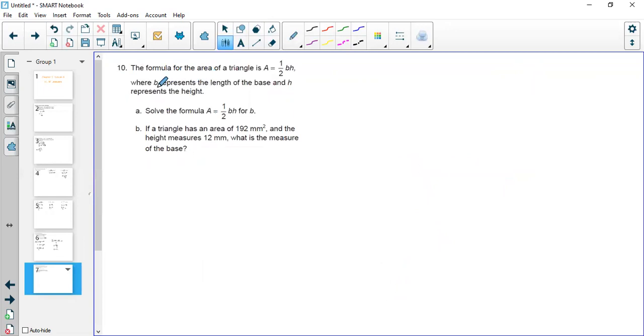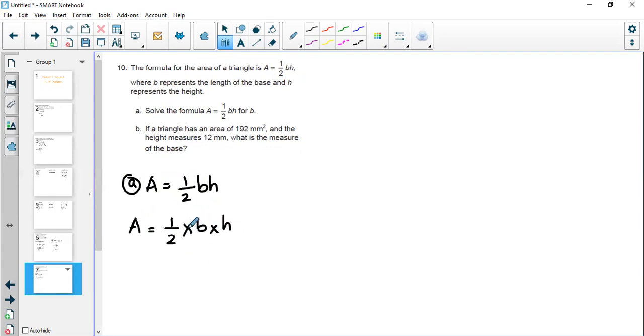Question number 10. The formula for area of a triangle is A equals half BH, where B represents the length of the base and H represents the height. So B is the base length and H is the height. Solve the formula A equals half BH for B. Now, first let's solve part A. A is going to be half BH. We need to remove the B from here. So first let me write this clearly because it's a fraction. Some of you might get confused.